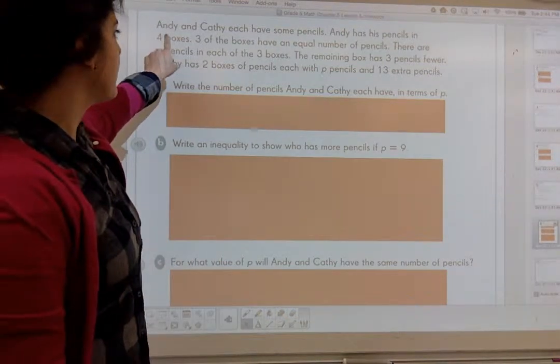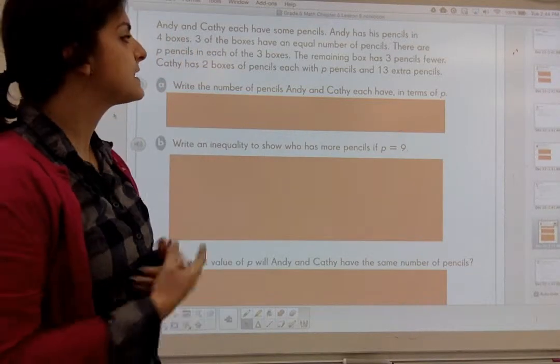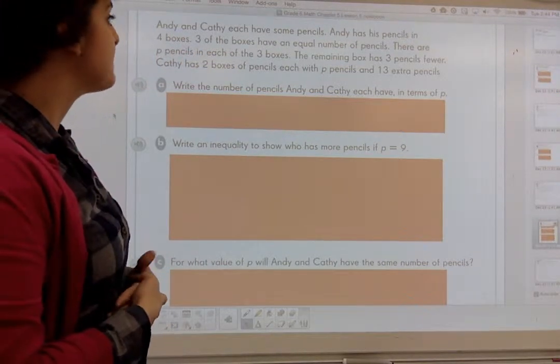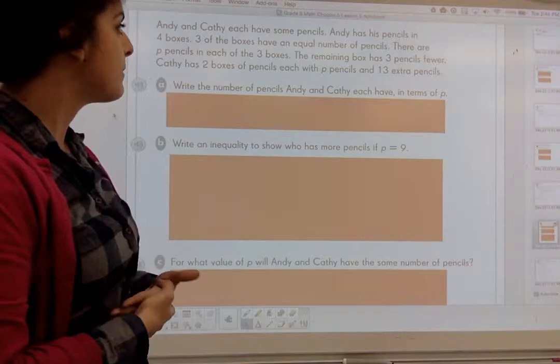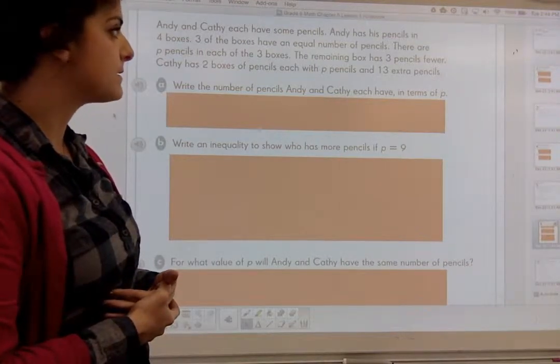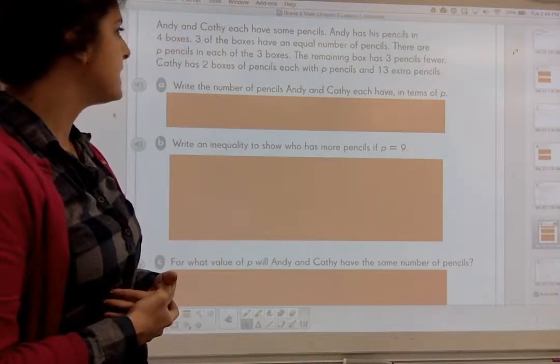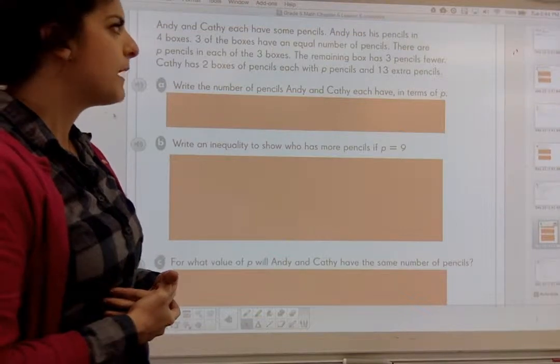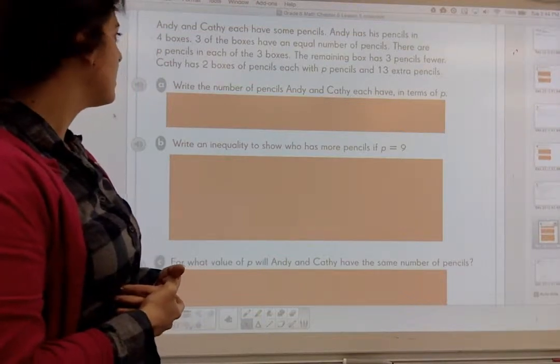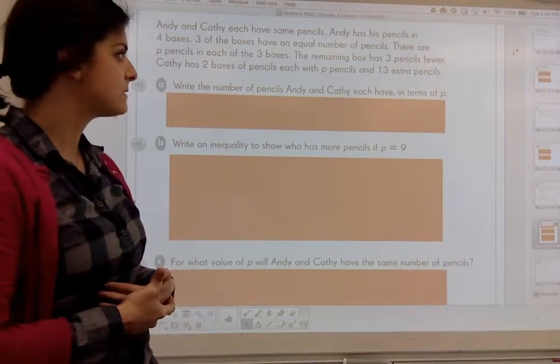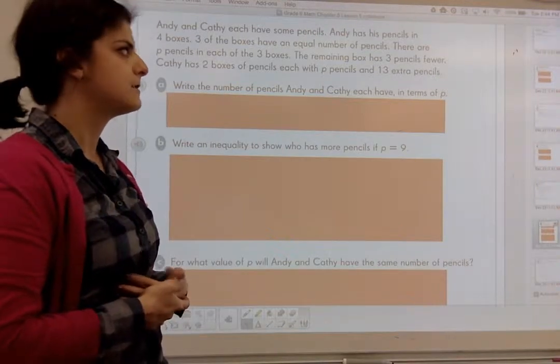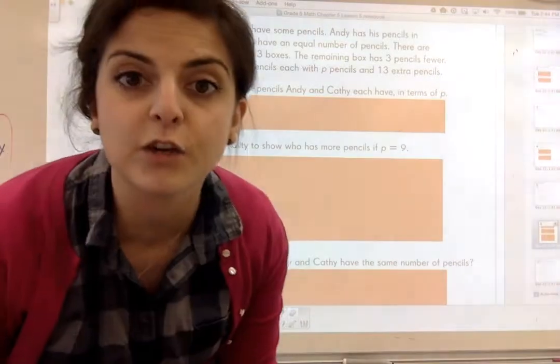So if we have a problem like this: Andy and Kathy each have some pencils. Andy has his pencils in 4 boxes. 3 of the boxes have an equal number of pencils. There are P pencils in each of the 3 boxes. The remaining box has 3 pencils fewer. Kathy has 2 boxes of pencils, each with P pencils and 13 extra pencils. That is a huge problem.